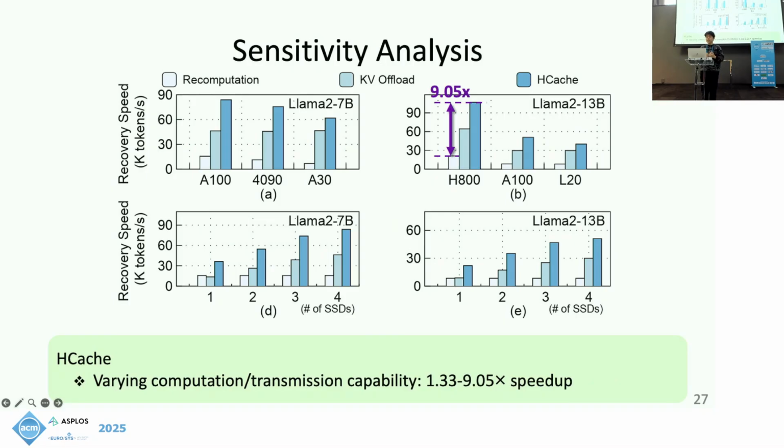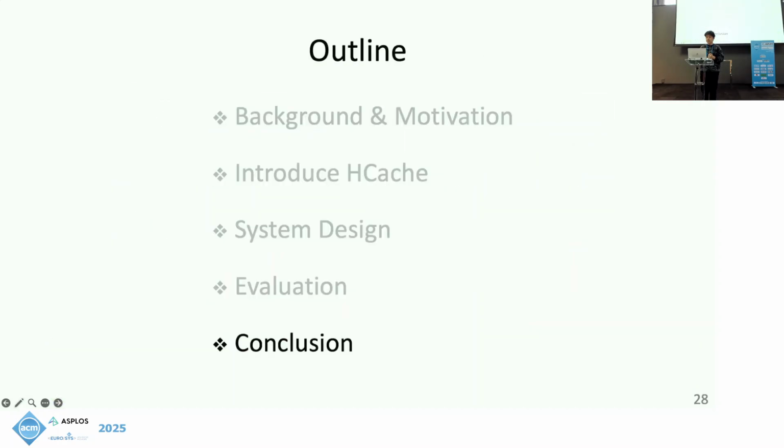Also, we did the sensitivity analysis on various hardware platforms. We tested with different GPU models like A100, A30, and L20 to see how different computation power may influence the performance. We also tested with various numbers of SSDs from 1 to 4 to examine the impact of I/O bandwidth. As you can see, across all the tests, HCache consistently outperforms our baselines by 1.33 to 9.05 times. This shows that our method can adapt to different hardware capabilities and utilize them efficiently.